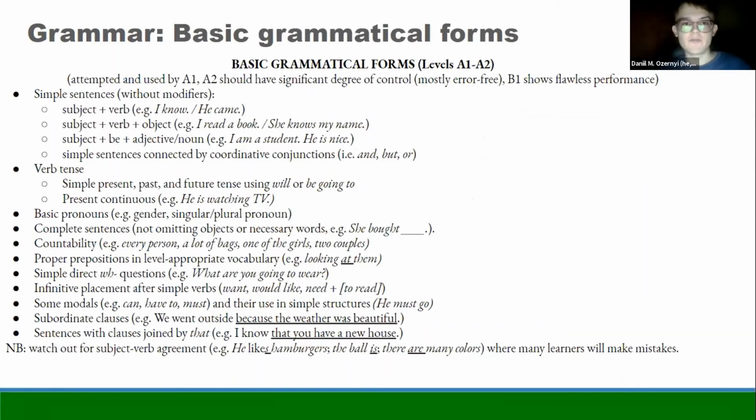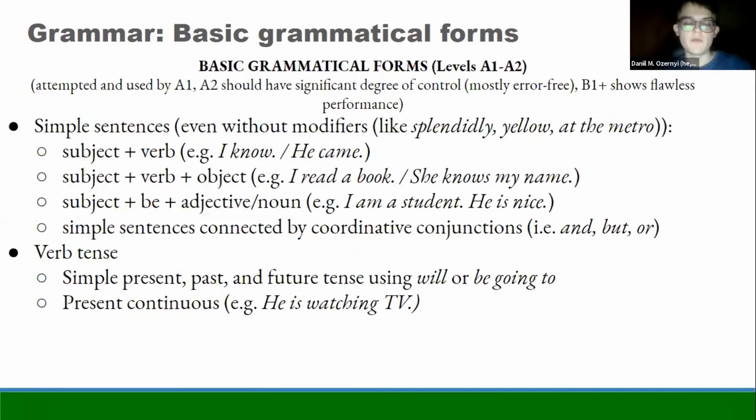Basic grammatical forms, here they are. They are many. We will consider them one by one. Basic grammatical forms are for the levels A1 and A2. They are attempted and used at A1, A2. They should have a significant degree of control for A2. B1 plus will have flawless performance. For B1 there might be some errors.